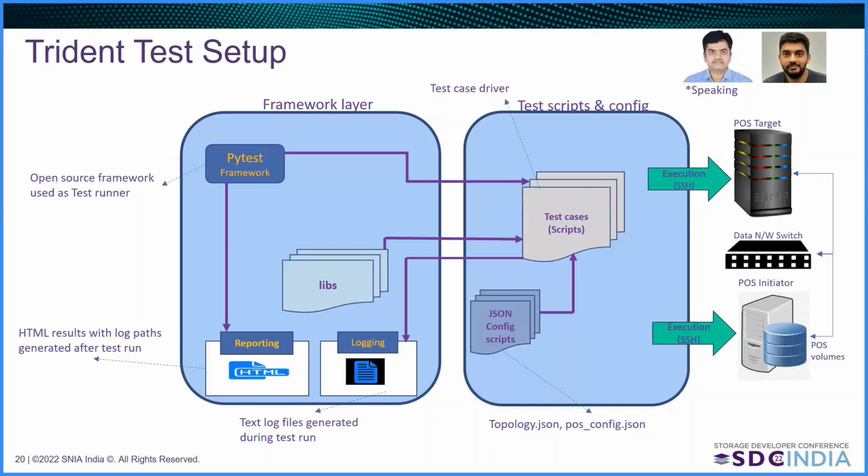Target and initiator are connected via a data network switch, which can be Mellanox or any other TCP switch. So test cases are invoked from the test execution machine, and commands are issued via SSH onto the target as well as the initiator.